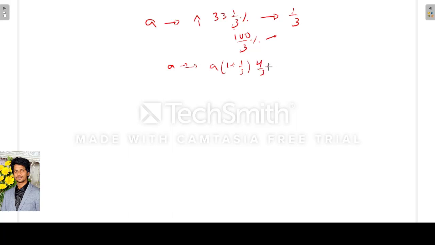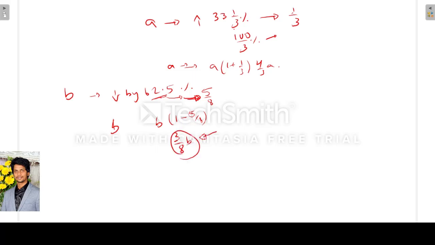So 4 by 3a. So similarly, let's say b is there and it is reduced by 62.5%. What is the new value of b? See, there is b. See, we know 62.5% is nothing but 5 by 8. So when we convert it into ratio, since it is reduced by 62.5%, the new b will be 1 minus 5 by 8. So the new b will be 3 by 8b. New value of b will be 3 by 8 into b. So like this we need to use the percentage into fractions conversions for our convenience in solving the problems.